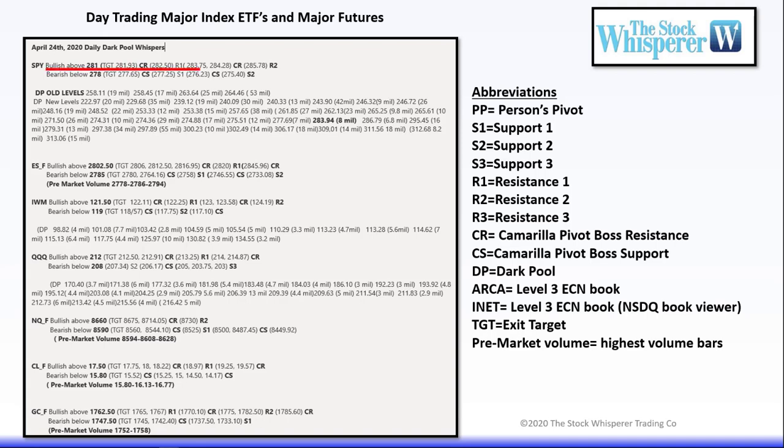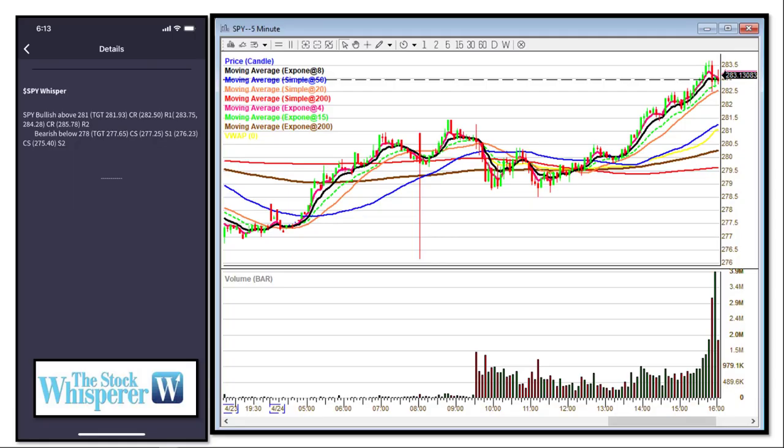So you see bullish above 281 for Friday, April 24th. Coincidentally, that's today's level two. My target, 281.93, was a Camarilla resistance. The second target, 282.50, was John Person's R1. And we went up to about 283.75. So here's what it looks like on the app for that day.